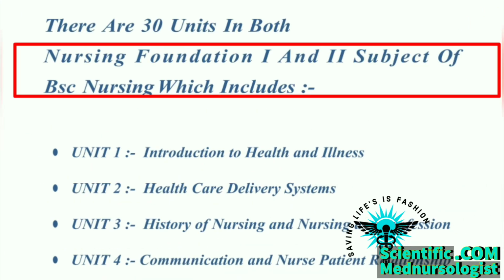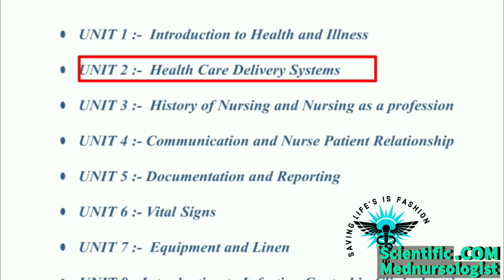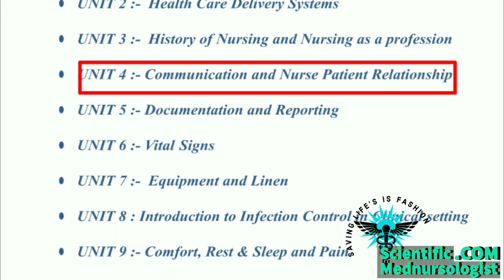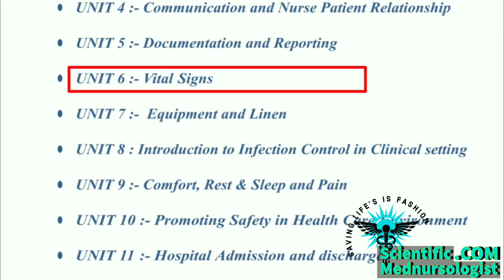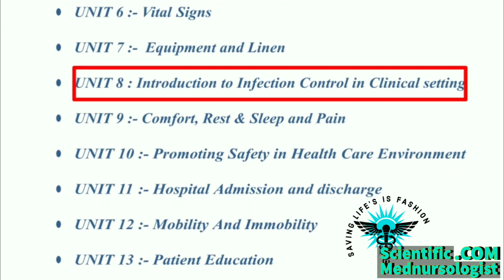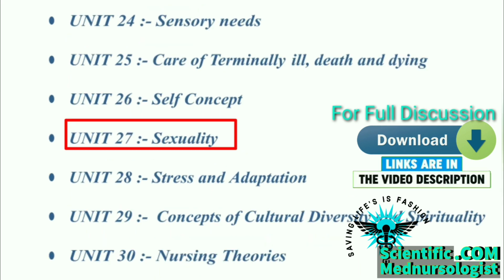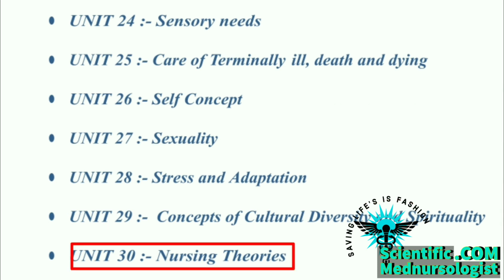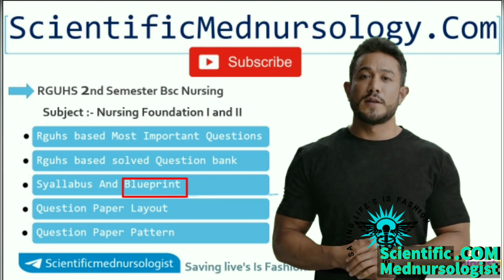second, which consists of 30 units, namely Unit 1, Introduction to Health and Illness. Unit 2, Healthcare Delivery System. Unit 3, History of Nursing and Nursing Professional. Unit 4, Communication and Nurse-Patient Relationship. Unit 5, Documentation and Reporting. Unit 6, Vital Signs. Unit 7, Equipment and Linen. Unit 8, Introduction to Infection Control in Clinical Settings. Unit 9, Comfort, Rest and Sleep. Unit 27, Self-Concept. Unit 28, Sexuality. Unit 29, Concepts of Cultural Diversity and Spirituality. Unit 30, Nursing Theories. To understand this briefly, let's see the blueprint of this subject.